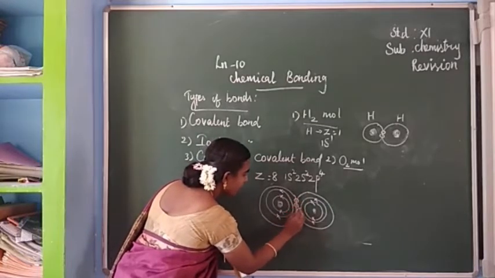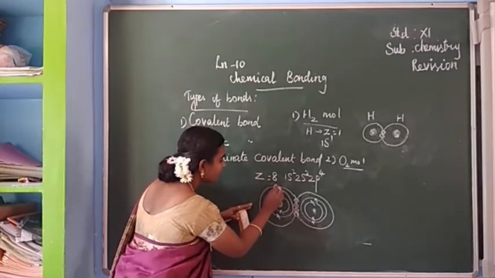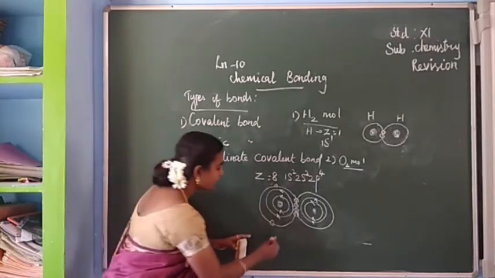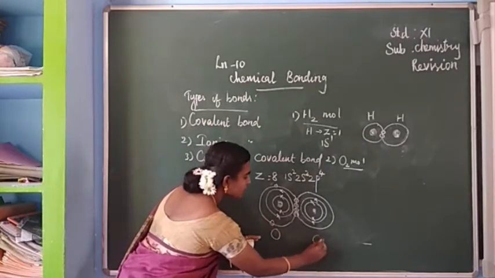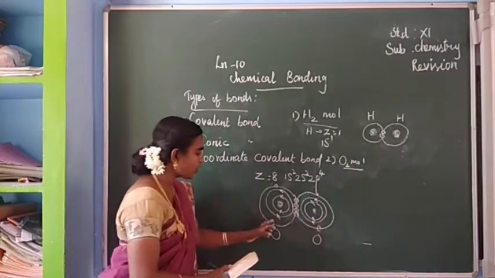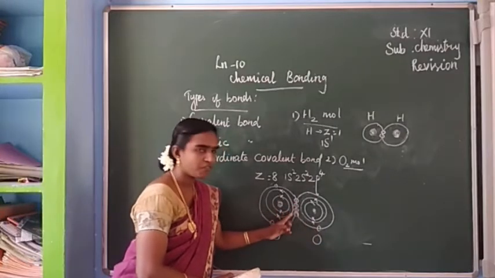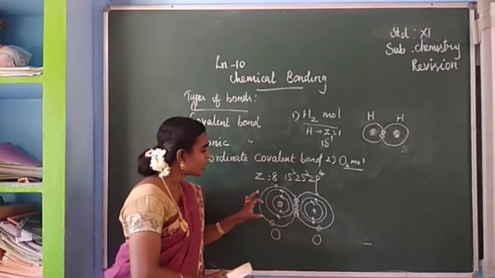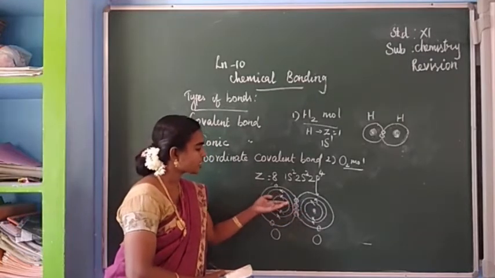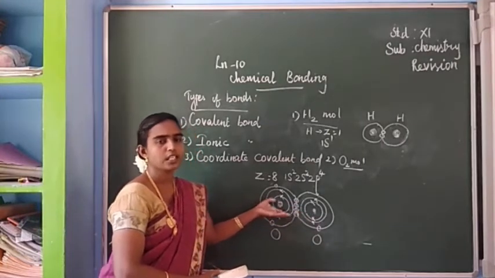Okay, 1 pair and 2 pair. So that means it has given. So this oxygen atom has shared 2 electrons, and this oxygen atom also has shared 2 electrons. The next 2 electrons I have given here. Is it clear? 2 pairs of electrons are mutually shared between these 2 oxygen atoms. That's why oxygen can form a double bond in this oxygen molecule.